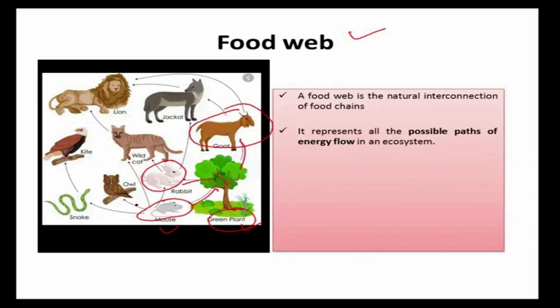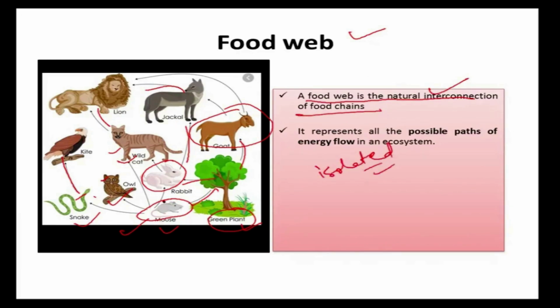Again, this mouse can be consumed by this owl or the snake or the wild cat. These three and more organisms can eat this mouse. We can see there are several types of food chains here. A food web is a natural interconnection of food chains. It means they are interconnected. No food chain is isolated. We cannot say that the mouse can be eaten by only this owl or the snake. So the food web represents all possible paths of energy flow in an ecosystem. That is the food web.